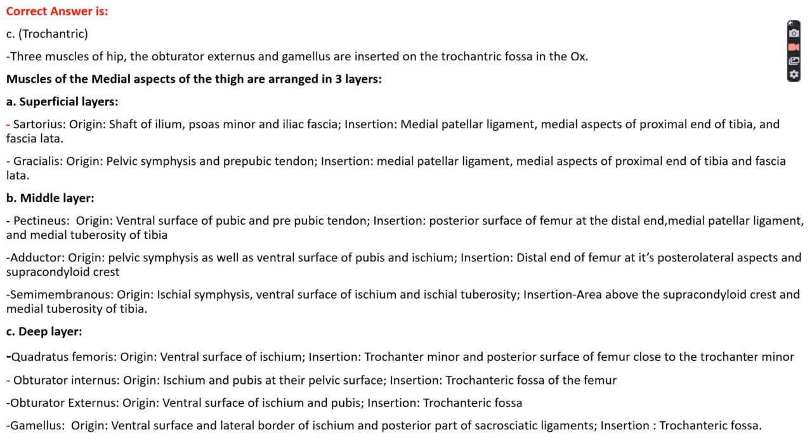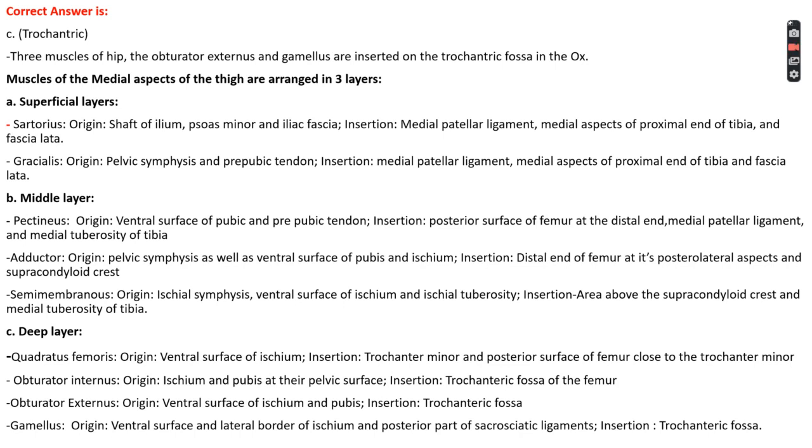Okay, if we see the origin of the sartorius muscle, it is the shaft of ilium, psoas minor, and iliac fascia. And the insertion of this muscle is at the medial patellar ligament, the medial aspect of the proximal end of tibia, and the fascia lata. The second muscle is the gracilis muscle. The origin of this gracilis muscle is the pelvic symphysis and prepubic tendon. And the insertion of this gracilis muscle is the medial patellar ligament, the medial aspect of the proximal end of tibia, and the fascia lata, which is the same as the sartorius muscle.